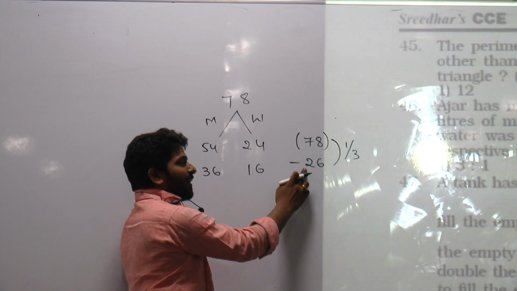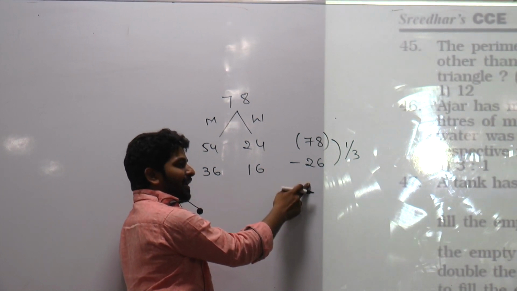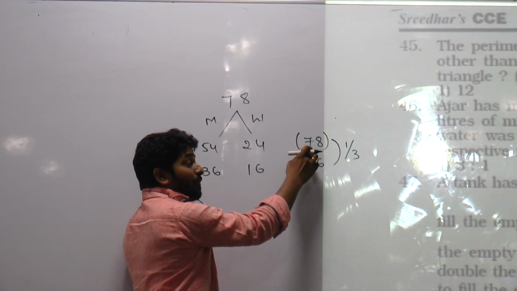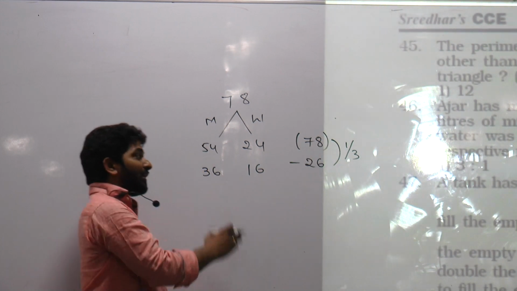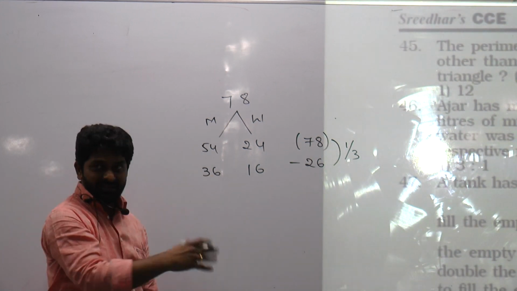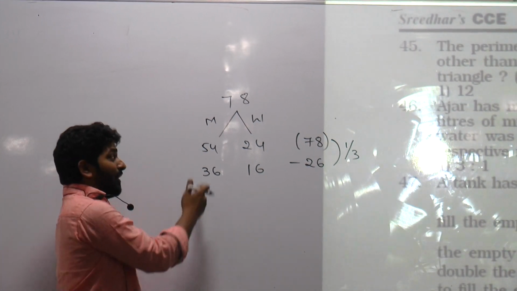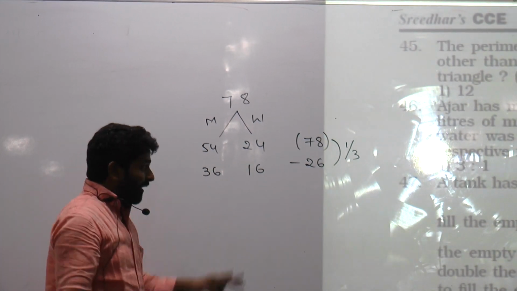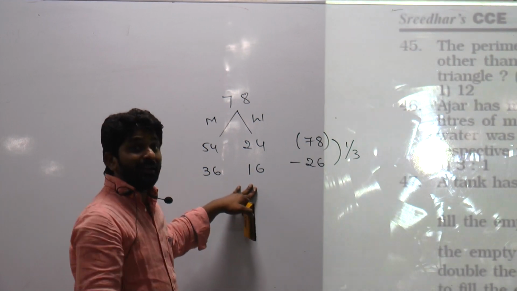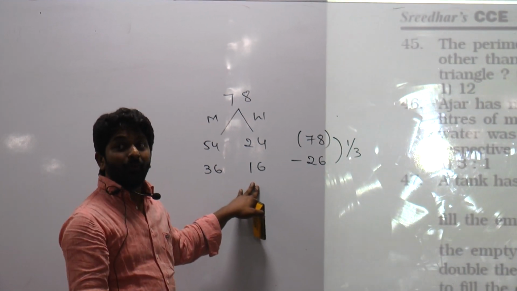After subtracting 26 liters from the initial container, 26 occupies 1/3 of 78. So 1/3 of milk and 1/3 of water is taken out. Now we have 36 and then 16 liters of milk and water respectively. Now to this container again they have added 8 liters of water.